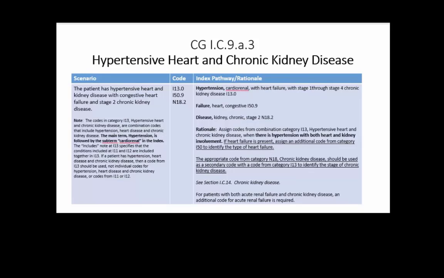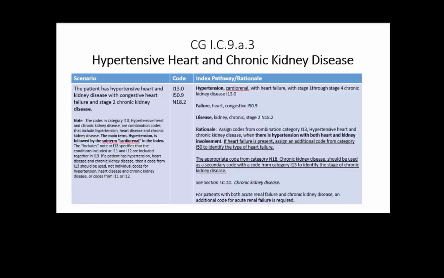And here's the guideline regarding hypertensive heart and chronic kidney disease. This patient has hypertensive heart and kidney disease with congestive heart failure and stage 2 chronic kidney disease. These codes all together fall into a category code called I13, which is a combination code for the hypertensive heart disease and the chronic kidney disease.